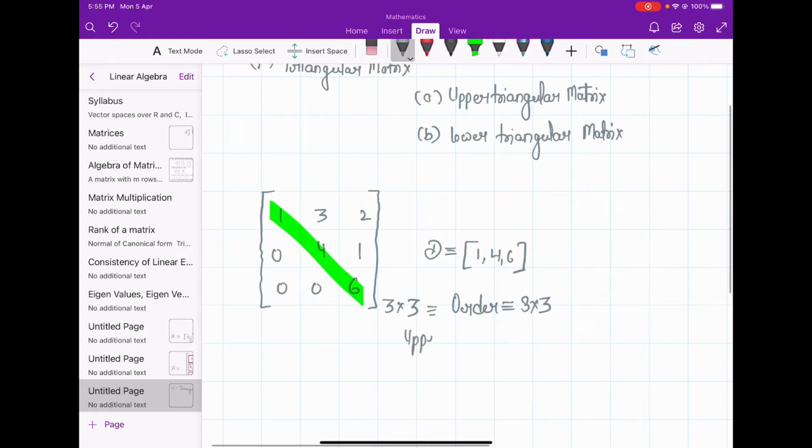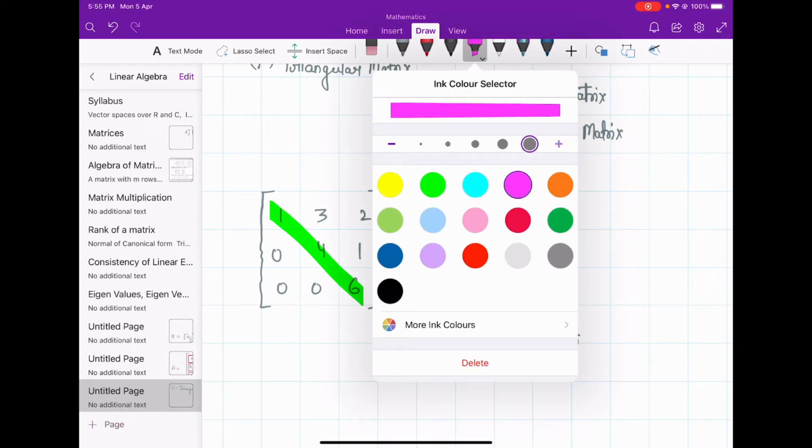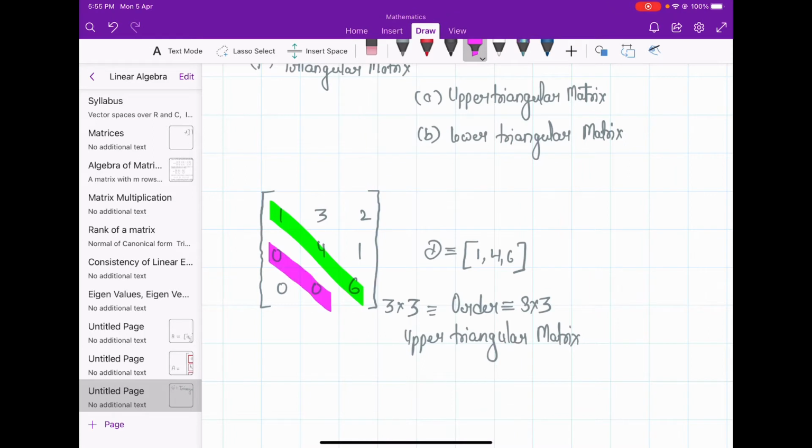because the elements below the diagonal are 0, that is, this is 0 and this is 0. So all the elements below the diagonal will be 0. This type of matrix we call an upper triangular matrix.